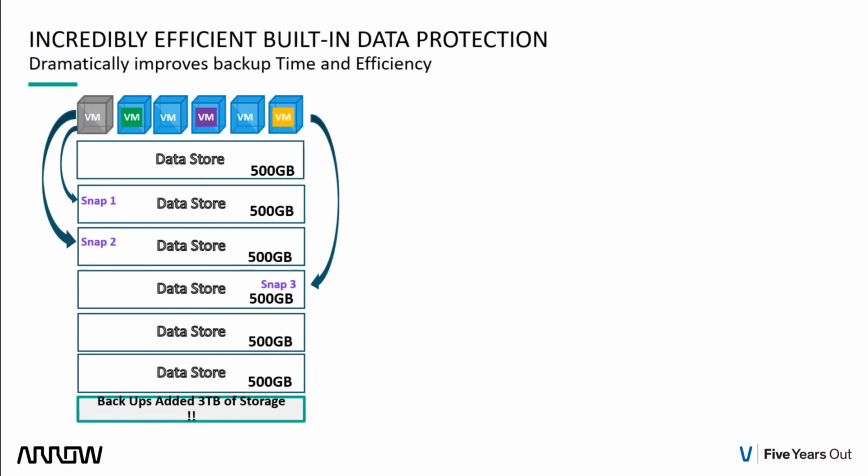Now, Simplivity does not run snaps for backups. They do what's called a full logical volume backup, which means that each VM has its own data store, and when the backup policy triggers a backup, the metadata is changed to reflect what the VM looked like at that time.